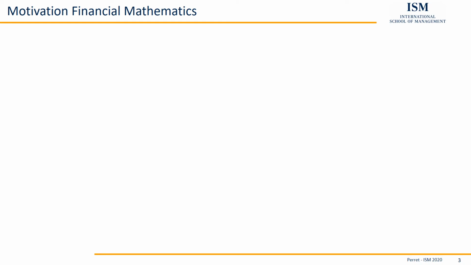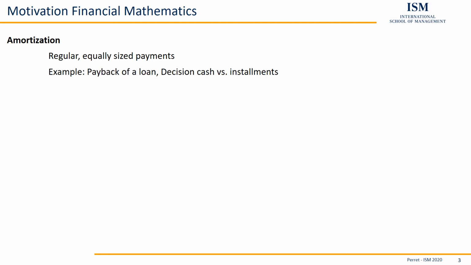The third part is pretty similar to the second part. Again, we have regular equally sized payments, but the perspective is different. If we talk about amortization, this means you take up a credit, you take up a loan, and then you pay this back. That's actually the difference in the amortization part. Here it's about the payback of a loan.